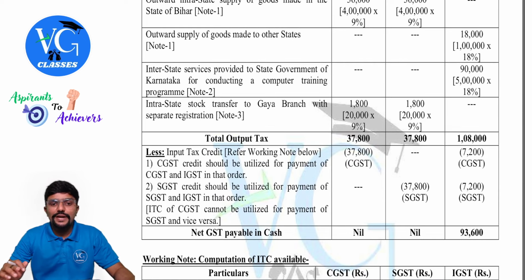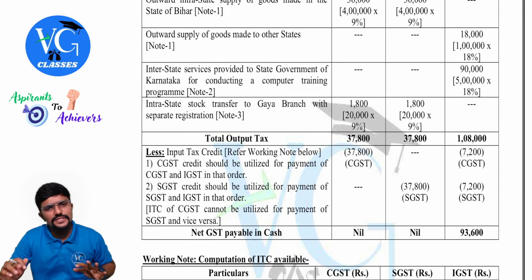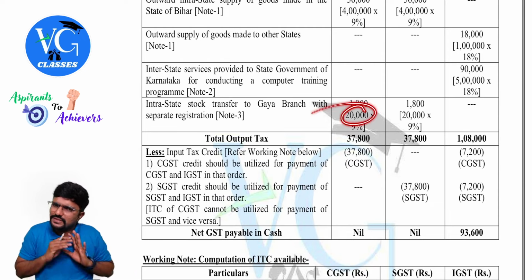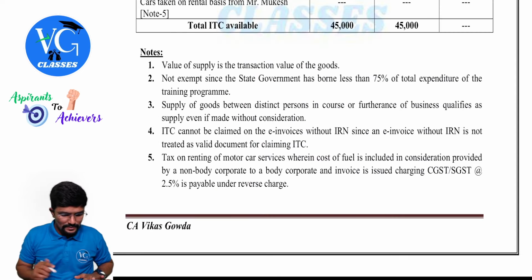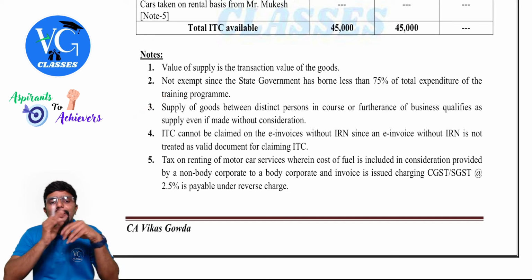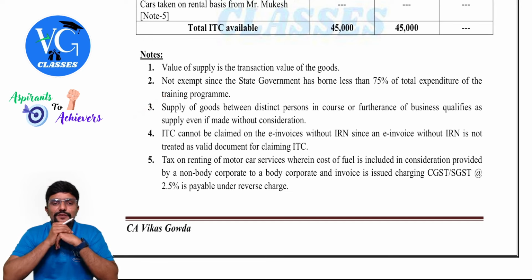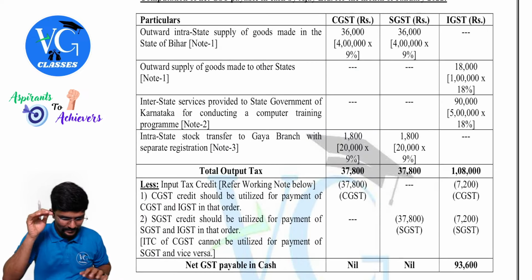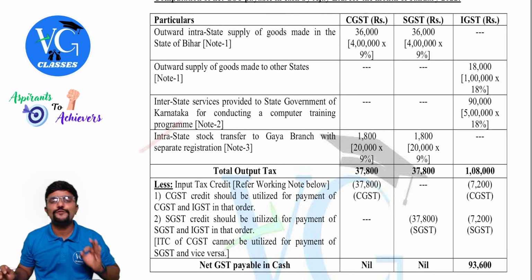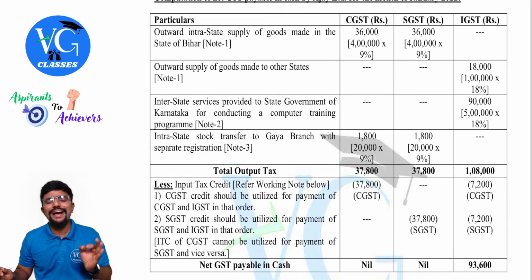Intrastate stock transferred to Gaya branch with separate registration. Is it a distinct person? Yes. Is it liable for GST? Yes, guys. The value is already given, straight away take it. You don't worry about it. Third, supply of goods between distinct persons in the course of furtherance of business qualifies as supply even if it is made without consideration. This is as per Para 2 of Schedule 1. You can mention that also, guys. Para 2 of Schedule 1 read with Section 7(1)(c).